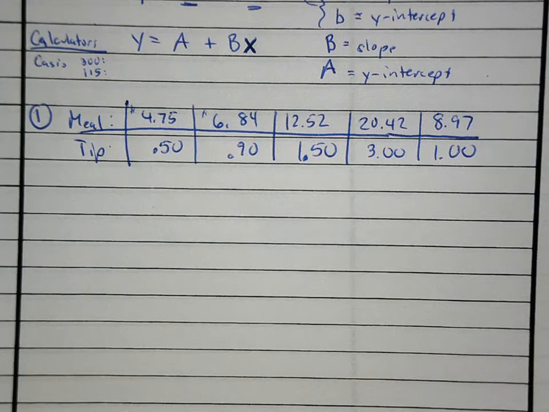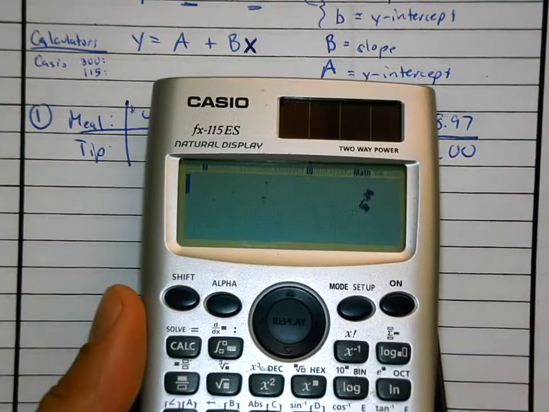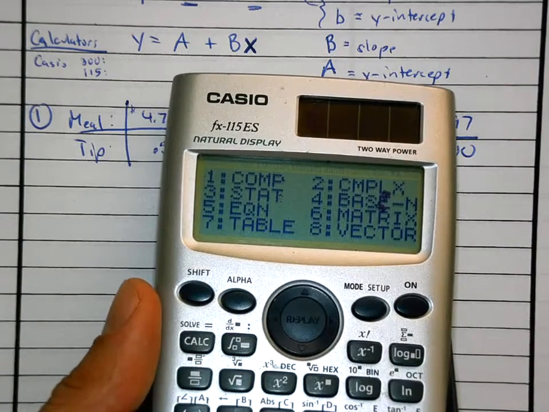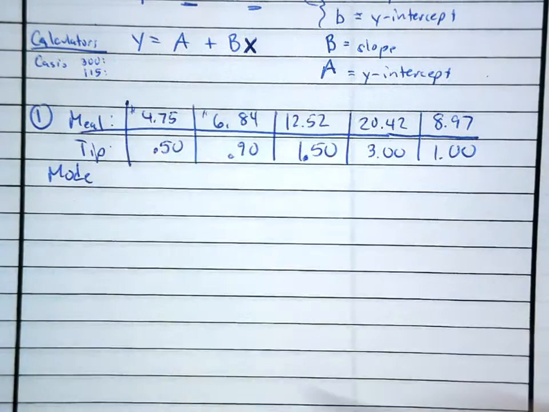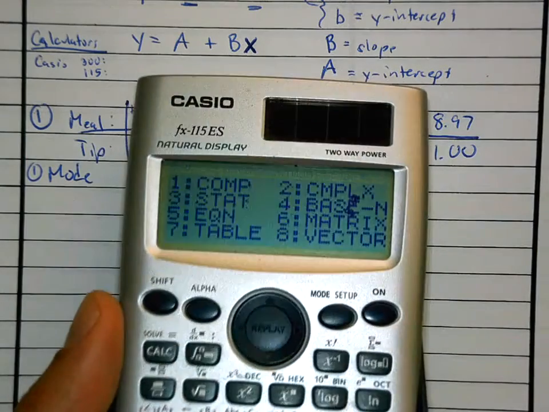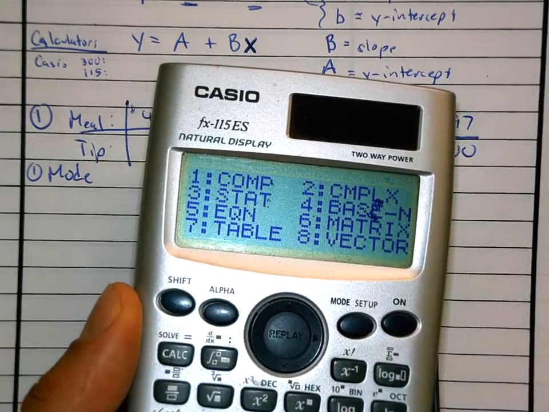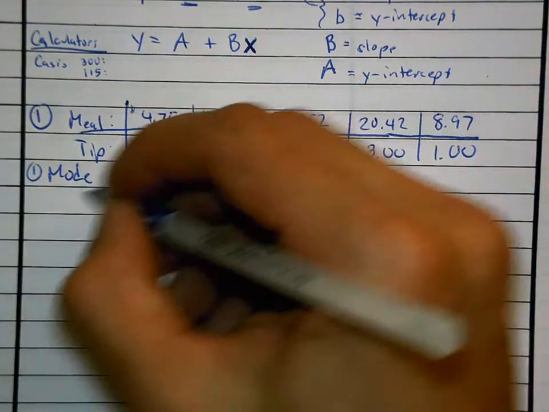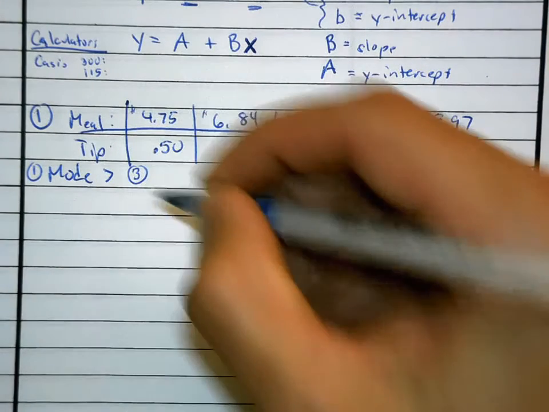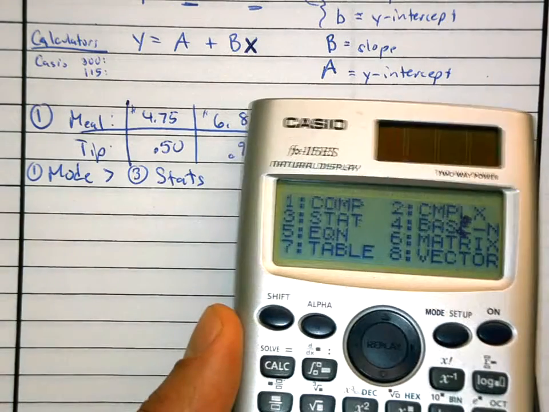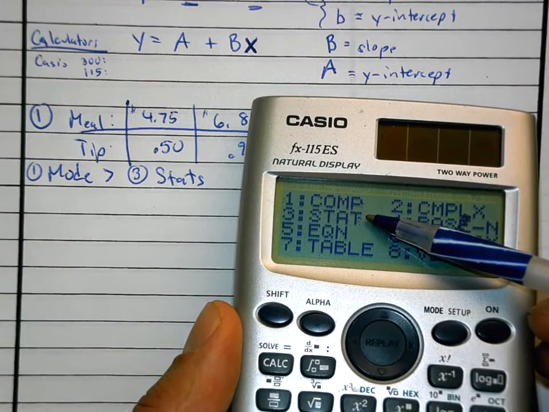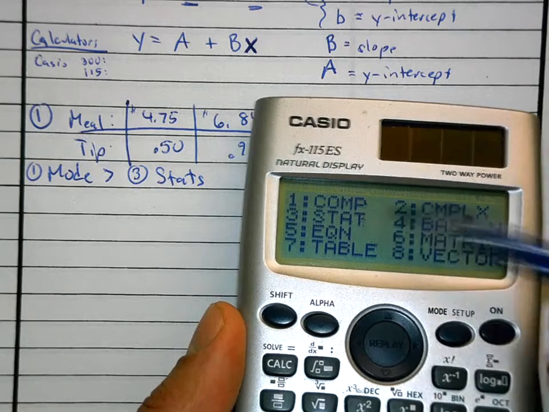We're going to punch this in on our calculator under the stat mode. So here's what I have to press. On these calculators, I have to press mode. So I'm going to have you write this down. The first thing I do is press mode and choose number 3, stats. You see how it says stat right there? That's what we're going to choose, number 3.